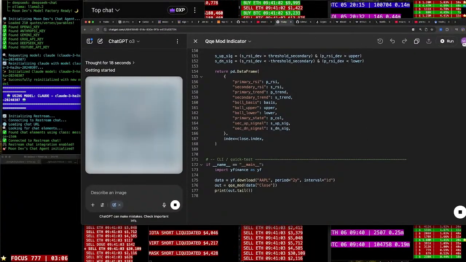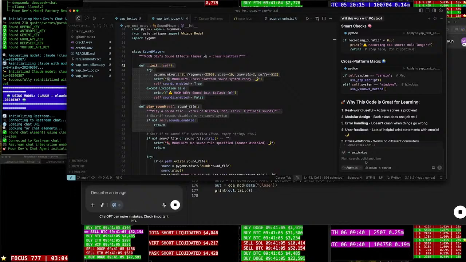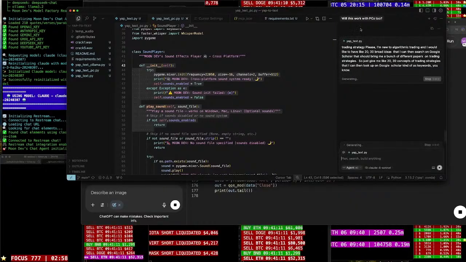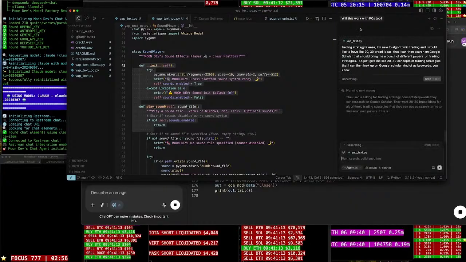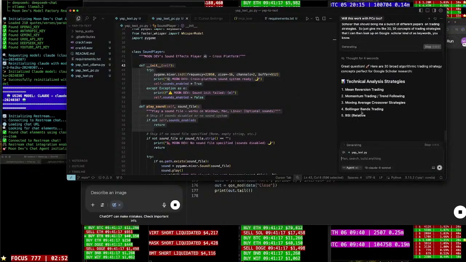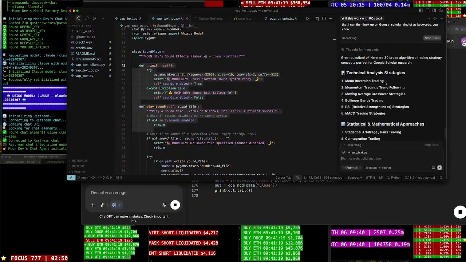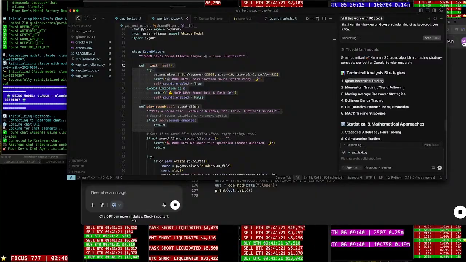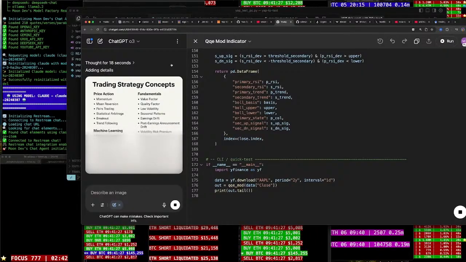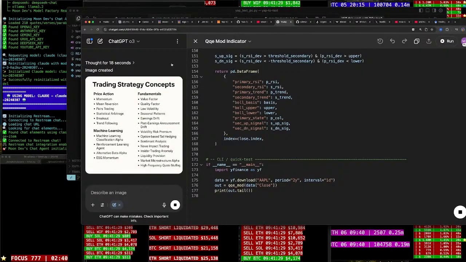Let's go ahead here and say cursor, because I have Claude Sonnet 4. I use ChatGPT for O3 and then Sonnet 4 here. Okay, so you can see here, it's going to give us a ton of different strategies. Maybe you can start backtesting these, but you have to get a deeper strategy, right? Okay, look at this. This is actually kind of nice. Trading strategy concepts.